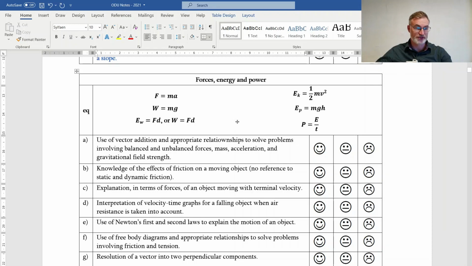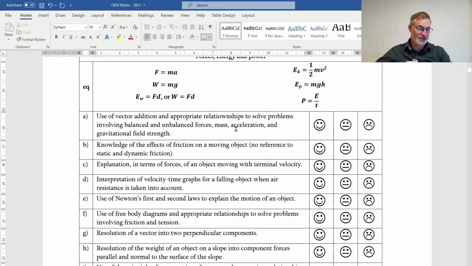new formulas in this section, although what we will do is apply Newton's laws and the associated formulas in different ways. We'll try and make it as complicated as possible for you, is how it seems. But looking at this, it says that we're going to use vector addition and appropriate relationships to solve problems involving balanced and unbalanced forces, mass and acceleration, and gravitational field strength.